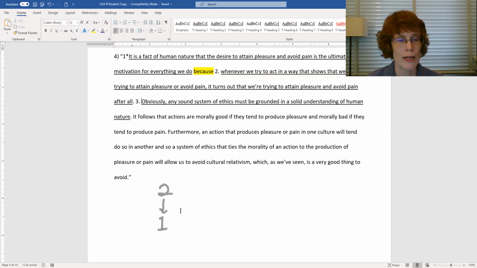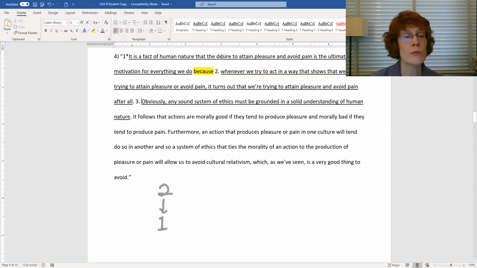Okay, what do you think? 2 says, whenever we try to act in a way that shows we aren't trying to avoid pleasure, to attain pleasure or avoid pain, it turns out that we are trying to do that. And then 3 says, any sound system of ethics must be grounded in a solid understanding of human nature. I'm not seeing a lot of commonality between 2 and 3, which would allow me to connect them as dependent reasons. Let's take a look at 1 asterisk.